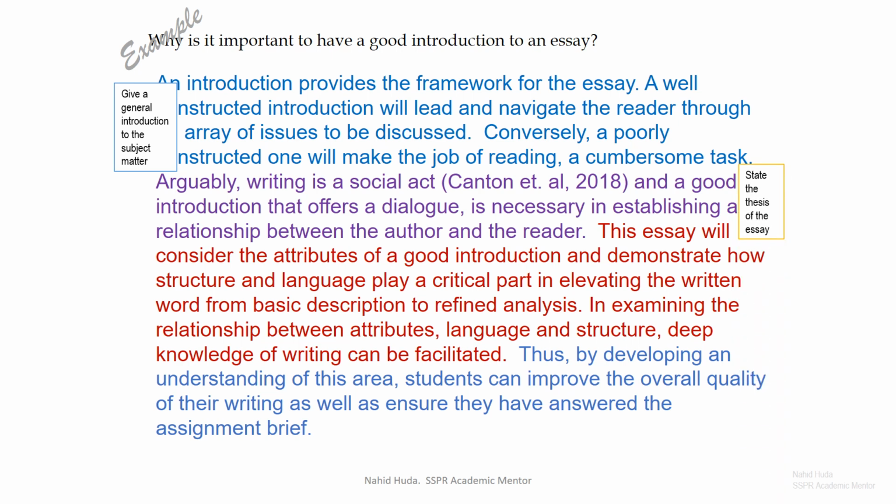This is the thesis. So the position that I'm taking is that I'm saying you need to have an introduction that establishes a relationship between the author and the reader. And that's what a good introduction is. Notice that I have labeled it as writing is a social act, and I have drawn on a reference and I've put an in-text citation there as well, because that is not my words, that is me drawing from some theory.